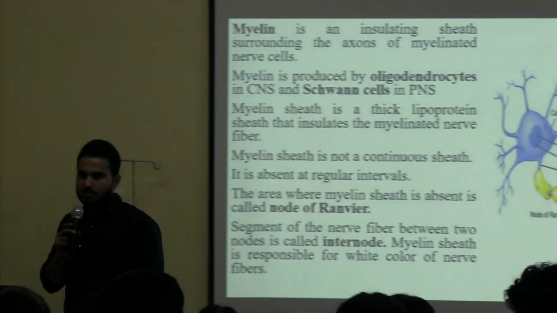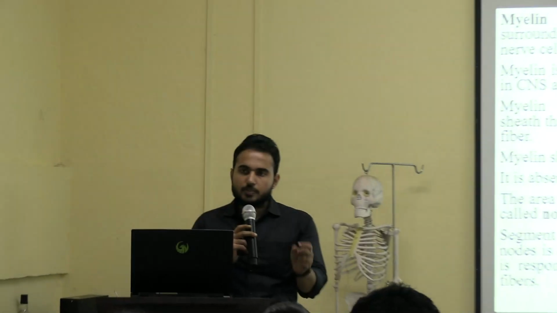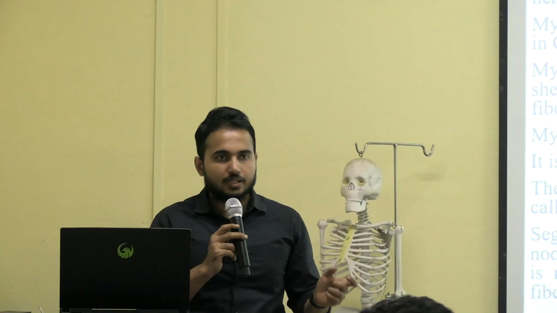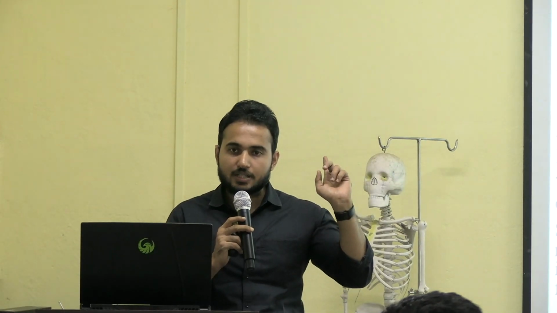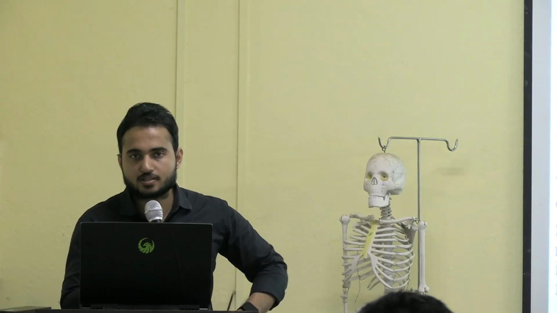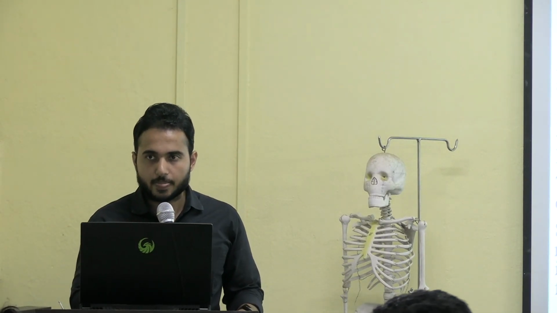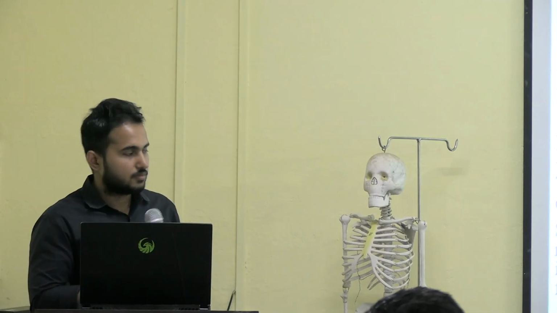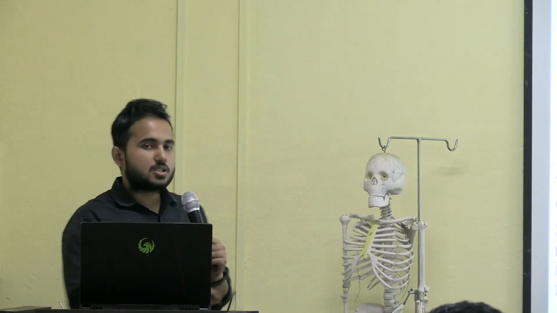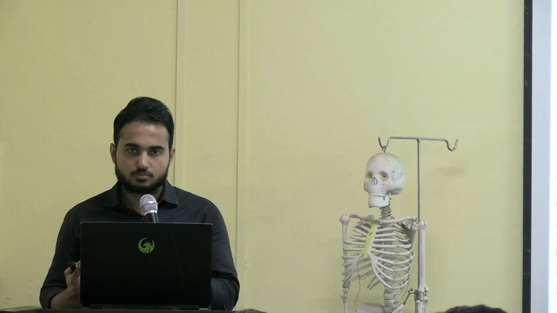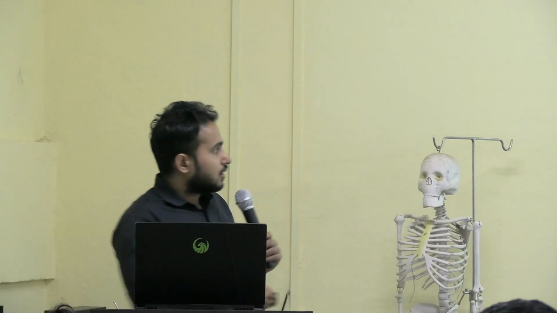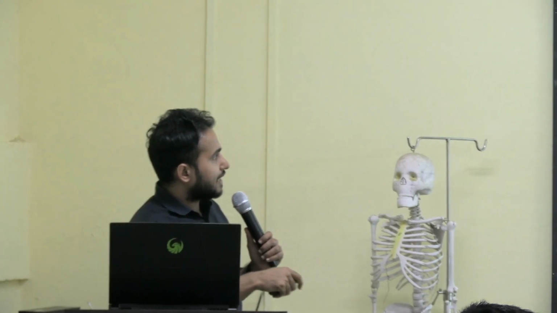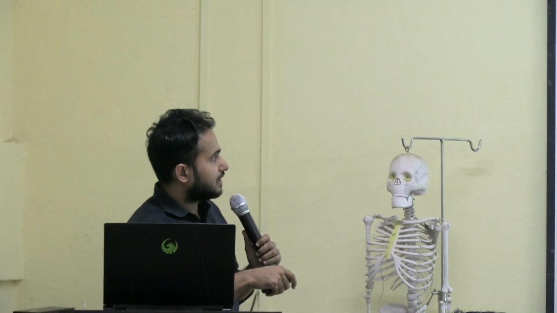I hope you have heard about Schwann cell. So the peripheral nerve, the myelin sheath that forms in the peripheral nerve, that is formed by Schwann cell. Same thing when it is inside the central nervous system, then it is formed by the oligodendrocyte. Oligodendrocyte is nothing but a glial cell, neuroglial cells or supporting cells. So these are the areas from which you can expect short questions. Okay, from here I am talking about MCQ. Short question means MCQ. Next, this myelin sheath is a thick lipoprotein sheath that insulates the myelinated nerve fiber.